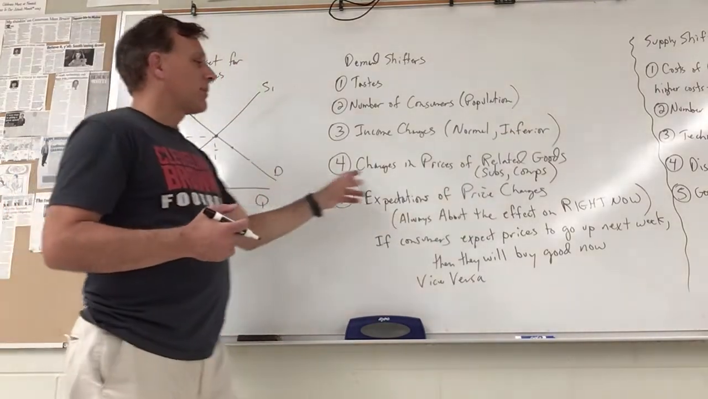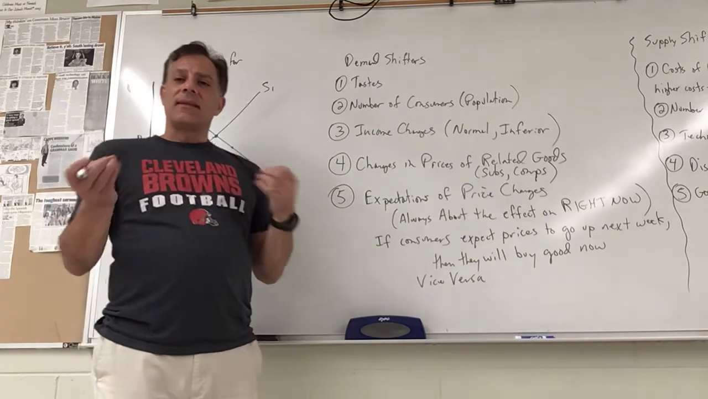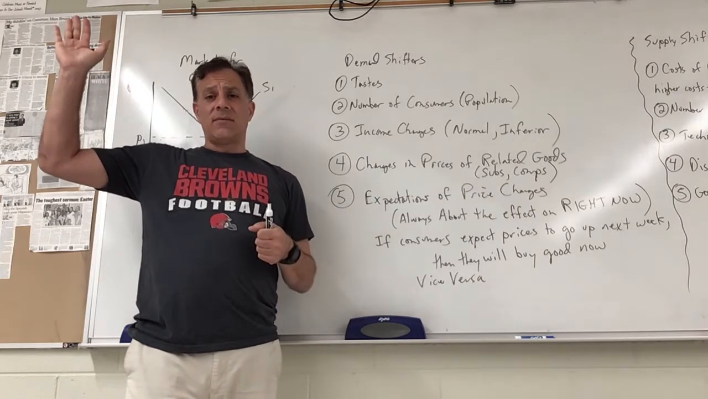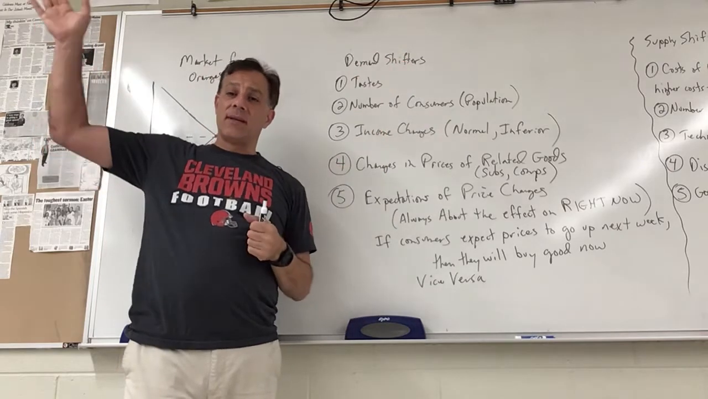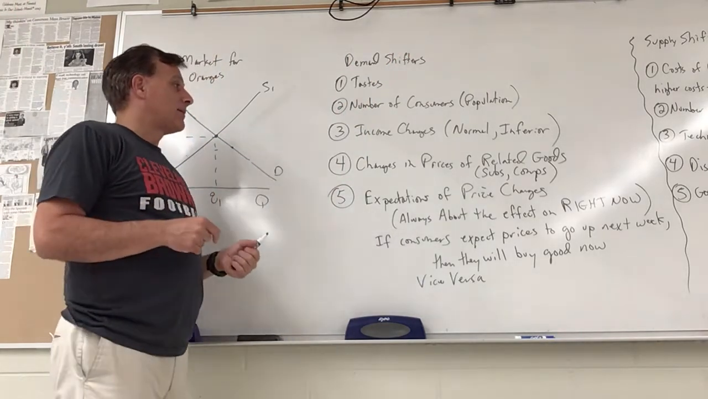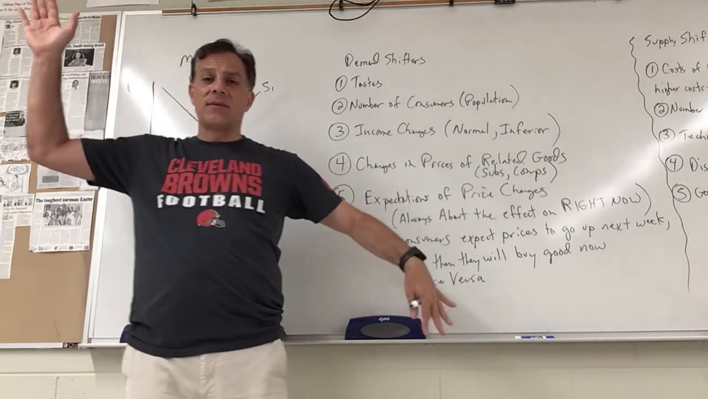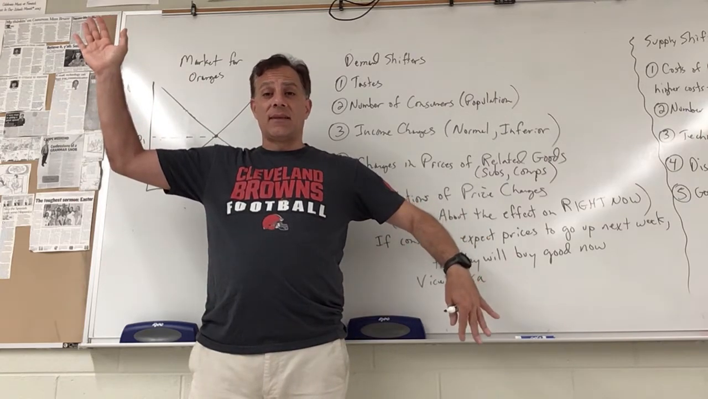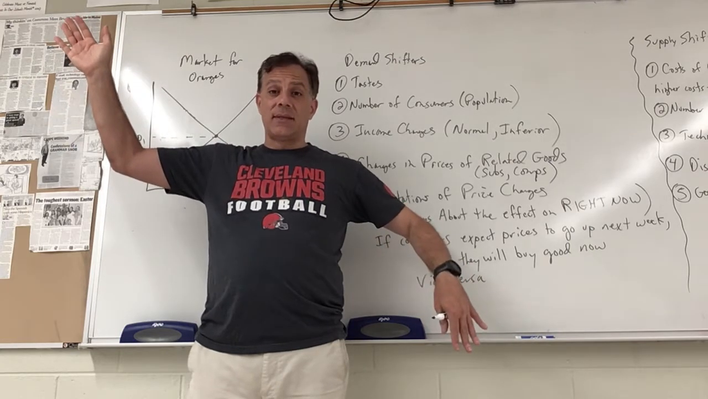Okay, changes in price of related goods. So there's substitutes and complements. Hot dogs and hamburgers are substitutes. For a substitute, a higher price of hot dogs leads to higher demand for hamburgers. Why? Because if the price of hot dogs goes up, people are gonna opt for hamburgers, okay? Complements, if the price of one goes up, demand for the other goes down. So if the price of hot dogs goes up, demand for mustard and hot dog buns goes down. Why? People aren't getting hot dogs, they don't need hot dog buns, right?